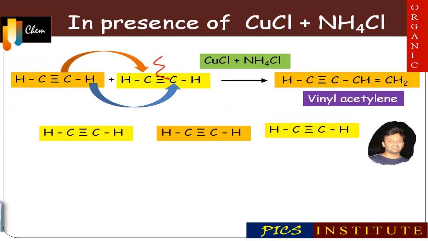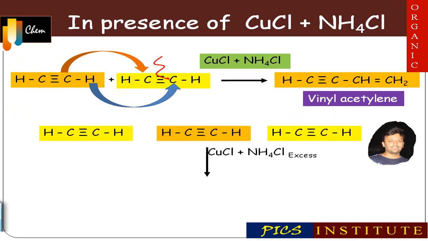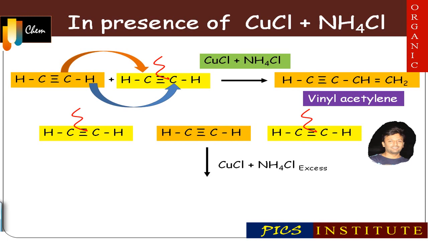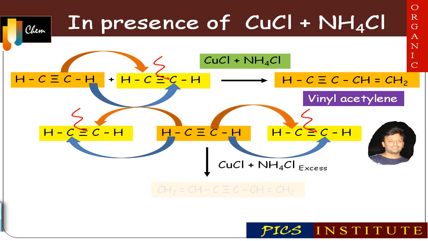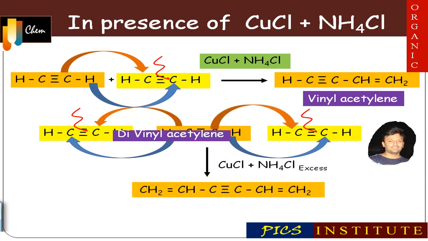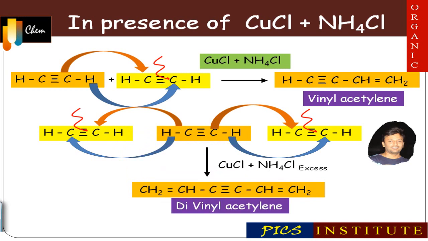In excess, the reaction takes place as now 3 molecules of ethyne react with CuCl, NH4Cl. The splittings are splitting of one pi bond of the terminal 2 alkynes, hydrogen from the central molecule shifts to the terminal carbon, and the remaining part is. So the final compound formed is called divinyl acetylene.